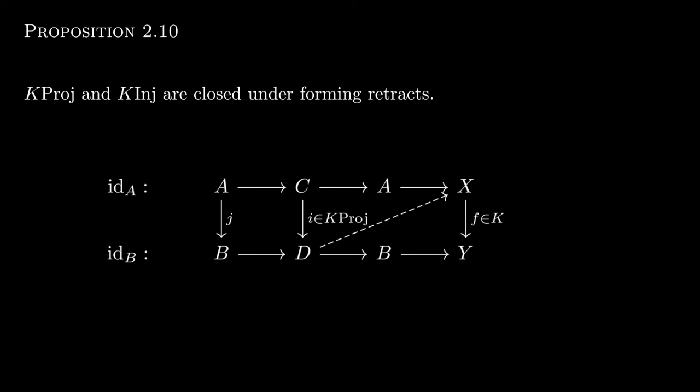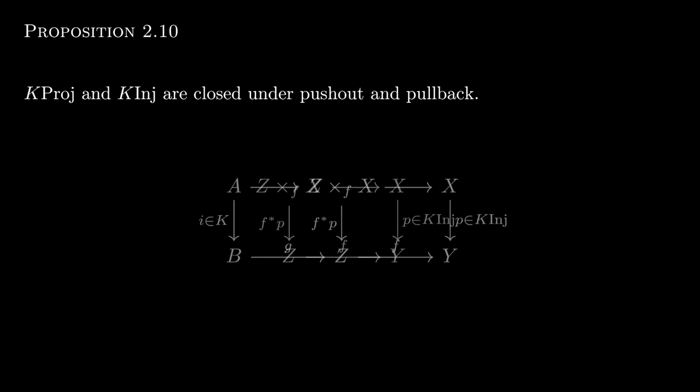Now we want to show that these classes are closed under pushout and pullback. There's a lot of duality here, and the methods are analogous. So we will only show this for k-inj and pullbacks. Again, the other three cases are dual. So let P be in k-inj, and we want to show that the map on the left from the pullback is in k-inj as well. Well, like before, we need to show that it lifts against maps in K, so add that to our diagram. Now we need a map from B to the pullback.